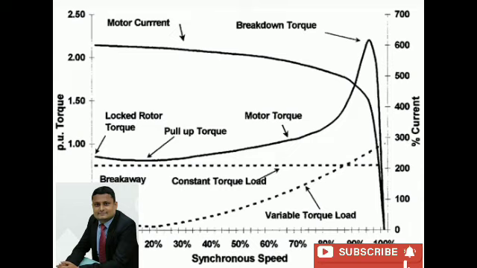So total stator copper loss PCUS equals 3 into IS square into RSPH, where IS is the stator current per phase.